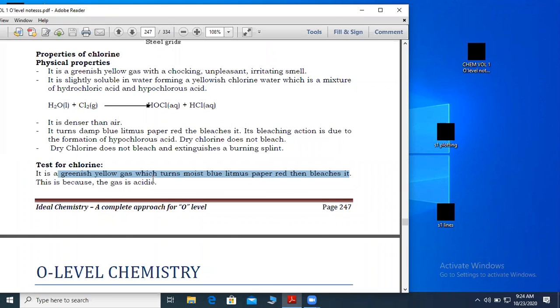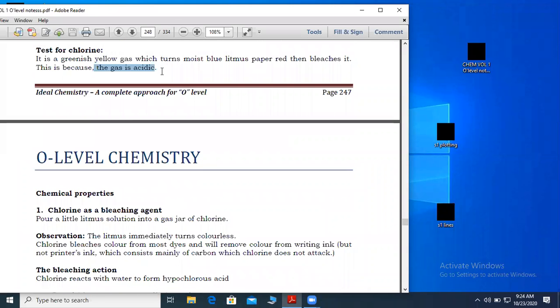I've already told you what bleaching means. The red litmus paper will turn it white. Formerly it was blue, but due to presence of hydrochloric acid, it turns to red and then is bleached by hypochlorous acid. This is because the gas is acidic. That's why the blue litmus paper turns to red. Chemical properties. This is very important. Chemical properties. Chlorine as a bleaching agent.